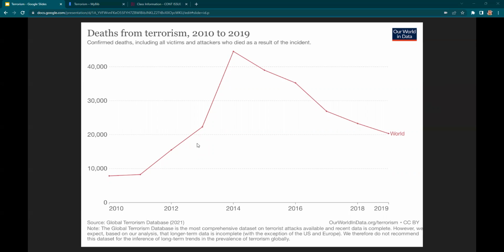And over this decade, the global death toll ranged from its lowest of 7,800 in 2010 to the highest of 44,500 in 2014. And this chart is from the Global Terrorism Database.